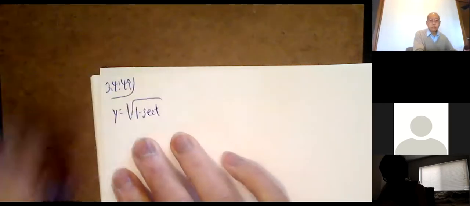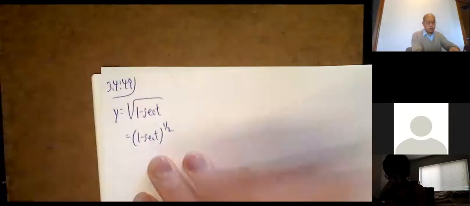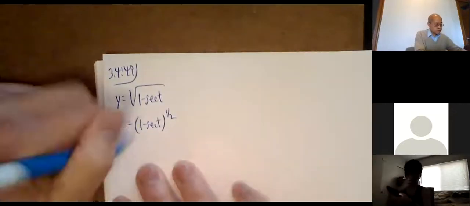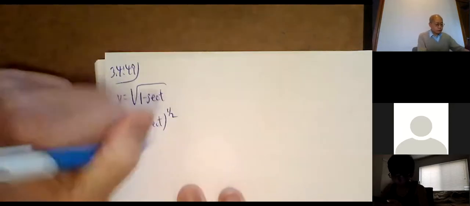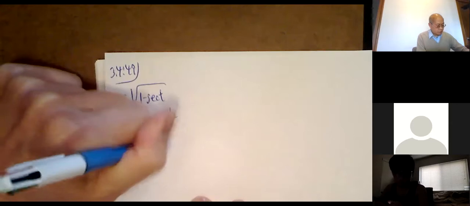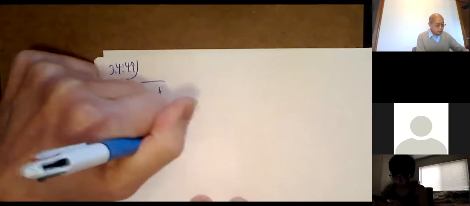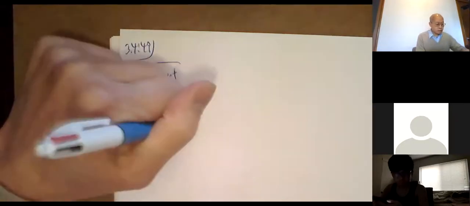Okay, 3.449, y equals square root of 1 minus secant of t. So that's 1 minus secant of t to the 1/2 power. All right, so y prime is 1/2, 1 minus secant of t to the negative 1/2, then by the chain rule times the derivative of the inside.